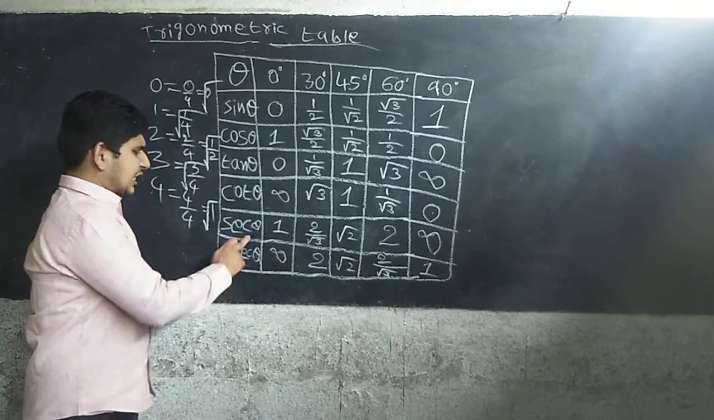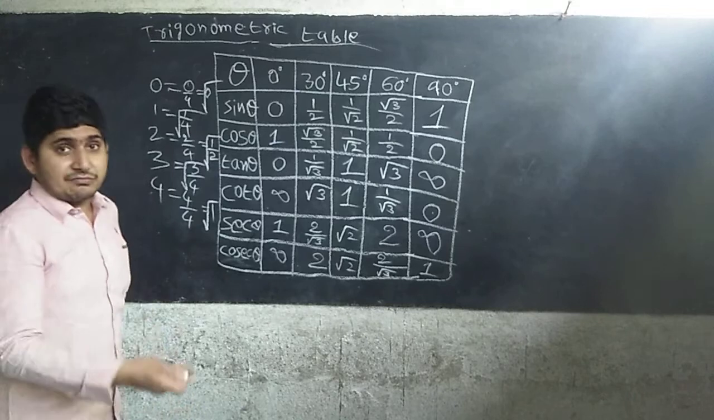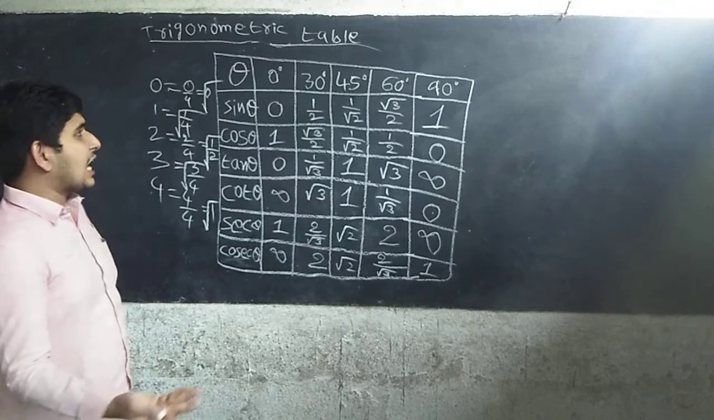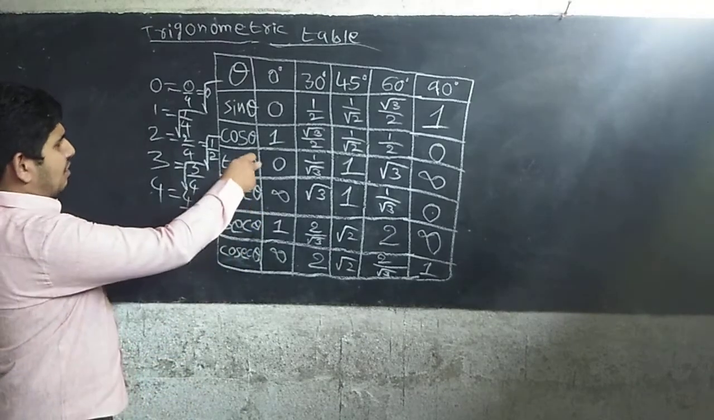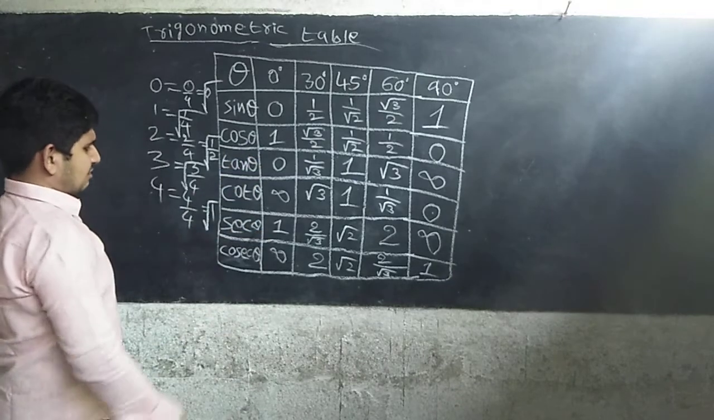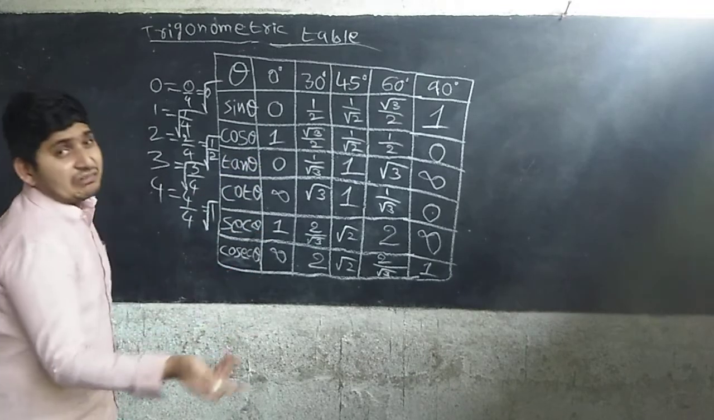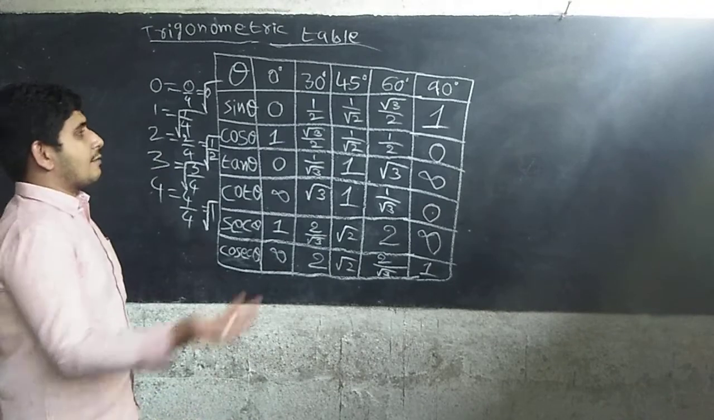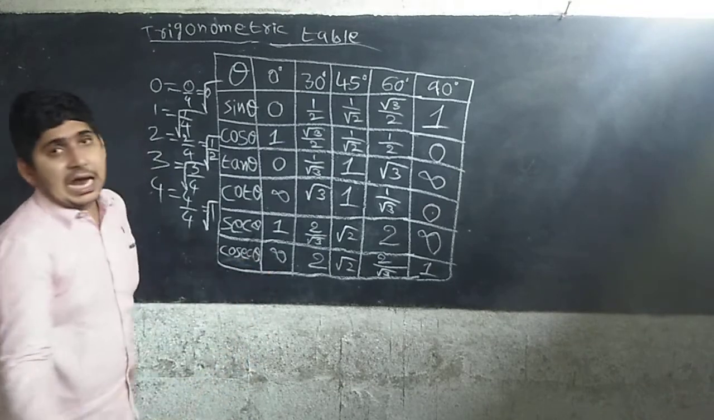Okay, sec 0 degree is equal to what? 1 by cos 0 degree. That is nothing but 1. Cosec 0 degree is equal to 1 by sin 0 degree. That is 1 by 0. 1 by 0 is infinite.